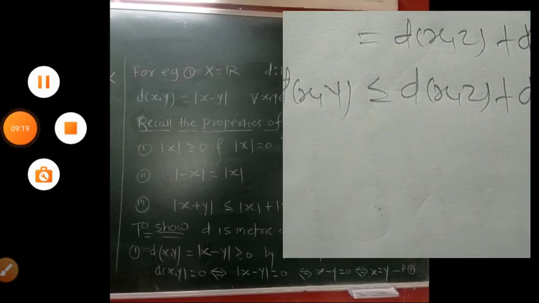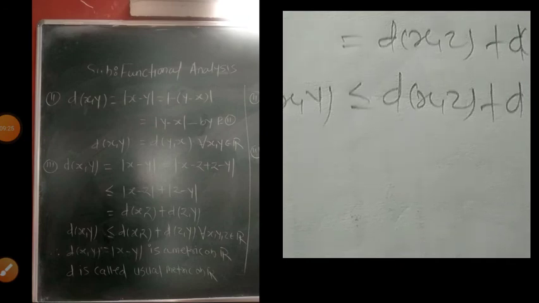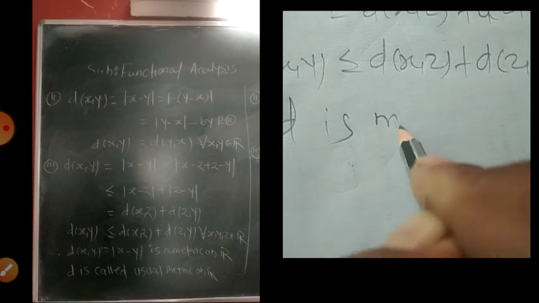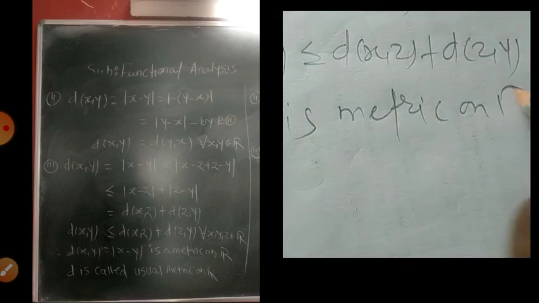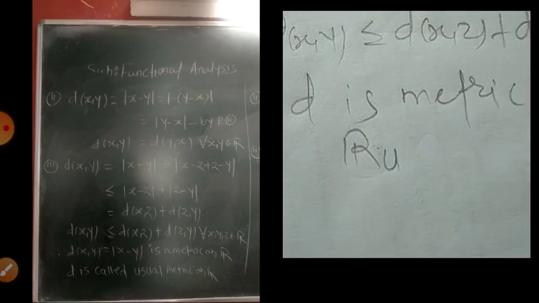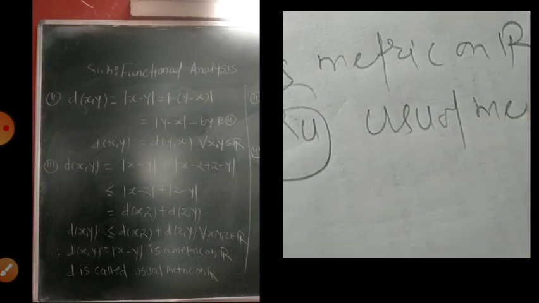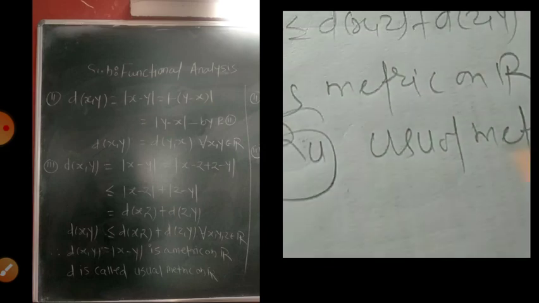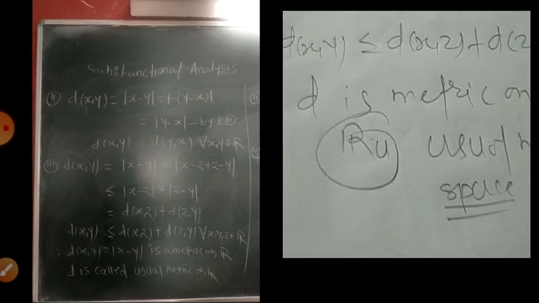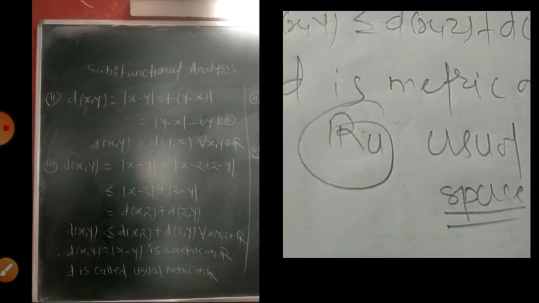In this way we can show d is a metric on R. This metric is denoted by R_u and is said to be the usual metric space. The metric defined on R is called the usual metric. This is one of the simple examples of a metric space that we have seen.